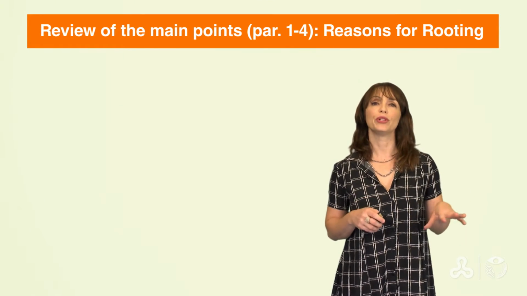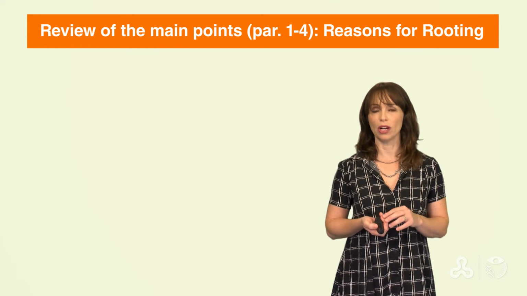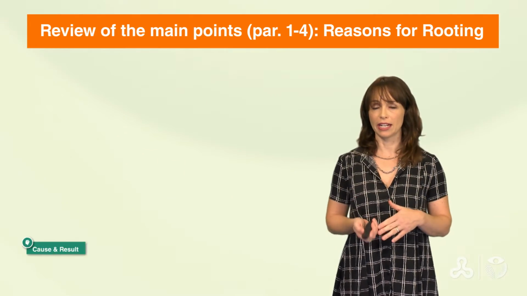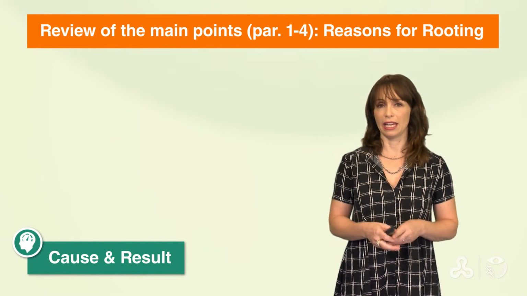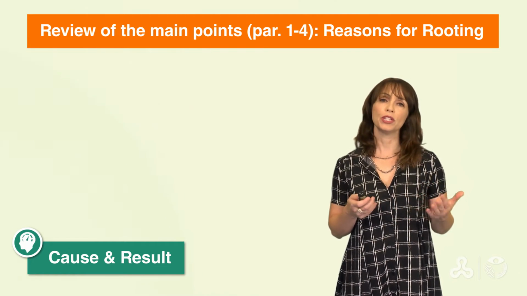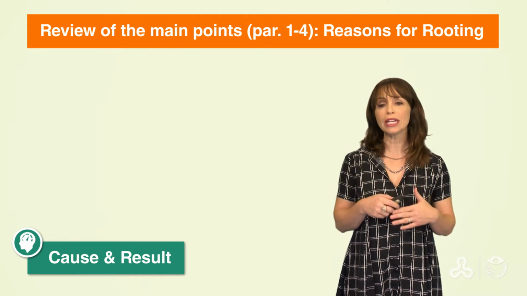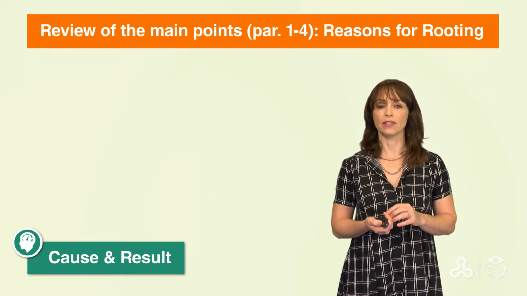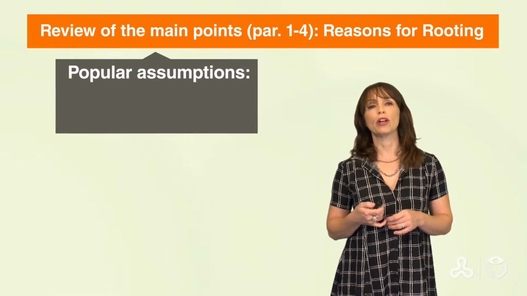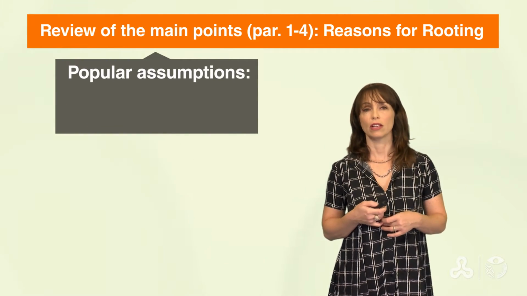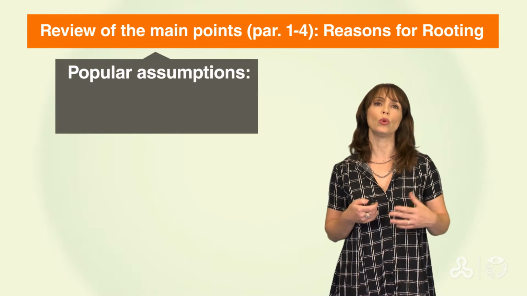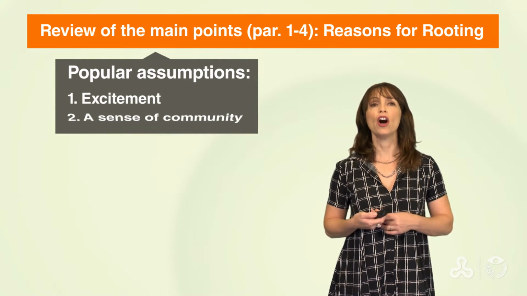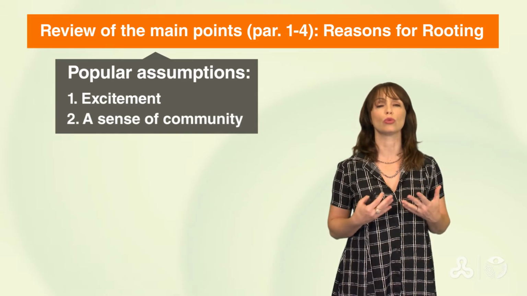So now let's try and review the main points from paragraphs 1 till 4. And if you remember the title, Clues for Avid Rooting, the clues or reasons for supporting a sports team. So what we're going to do right now is summarize the reasons for rooting that the writer raised in the first 4 paragraphs. So remember that the writer began with the popular assumption. The popular assumption is that we root for a team because it's exciting, and also it creates a sense of community.